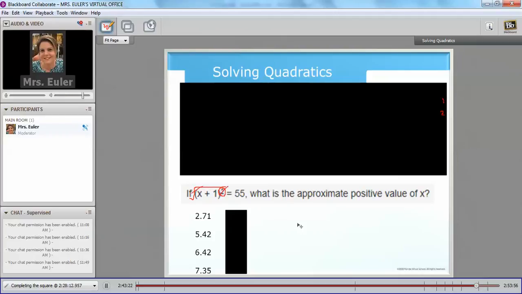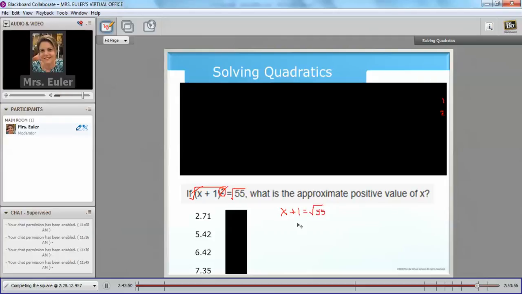But when you take the square root of one side, you have to take the square root of the other side to keep it balanced. That's just like when we solve any equation. We have to do the same thing to both sides, and we're doing the opposite of whatever the operation is. So the opposite of squaring is taking the square root. Those are going to cancel out, and we're left with x plus 1 equals the square root of 55.